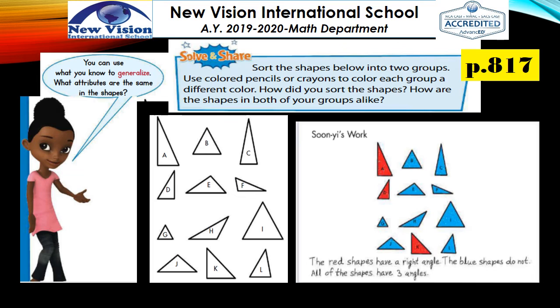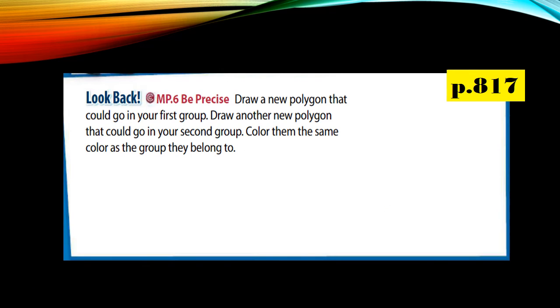Other students also color the shapes B, I, and G with red, and the rest are blue. So the red shapes have 3 equal sides, blue shapes do not. The shapes in both groups have 3 sides. Do you have the same work as Sunyi? Very good. Now let's have the look back.